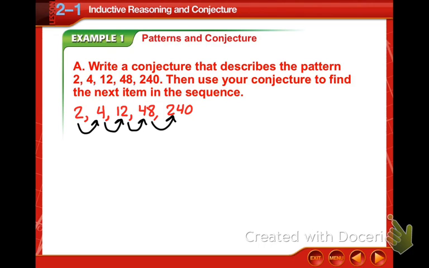So we have all these connections here. To get from 2 to 4, we could add 2, right? And then from 4 to 12, we'd add 8. And then from 12 to 48, we're adding 36. There's no real pattern there, right?